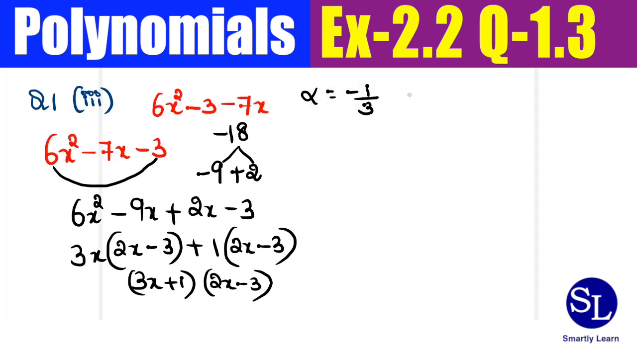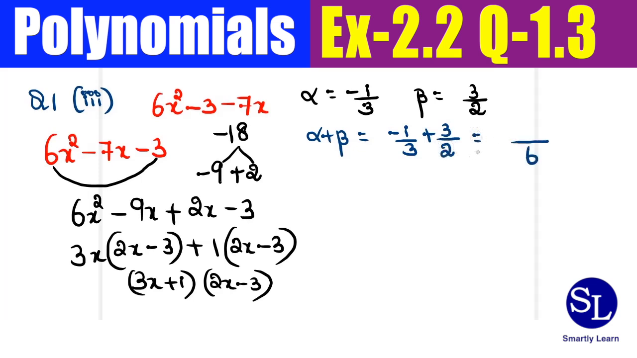I'm marking that as alpha. The other zero is 3 by 2. I'm marking that as beta. Now let's calculate alpha plus beta. So alpha plus beta is minus 1 by 3 plus 3 by 2. So let's take the LCM here. So the LCM is 6. So if I cross multiply, this is minus 2 plus 9. So this is going to give me 7 by 6.